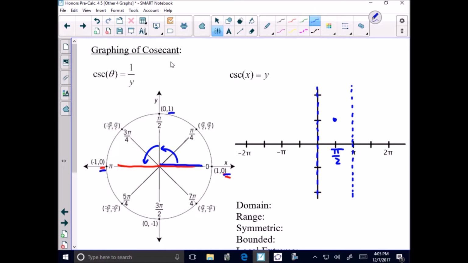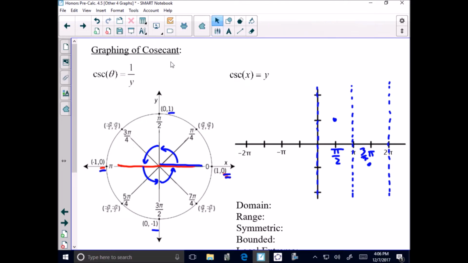As we rotate 3/4 of a rotation, we can see a y value of -1, which is going to give us a function value of -1 when we divide 1 by -1 at a rotation of 3 pi over 2. And then finally, as we rotate to the positive x-axis with a full rotation, we get a y value of 0 for a rotation of 2 pi, ending us on a vertical asymptote.